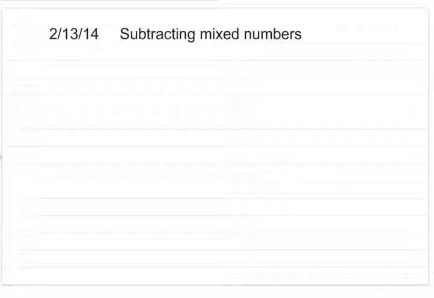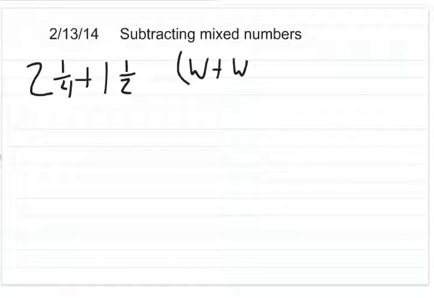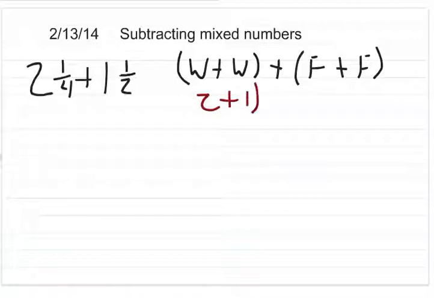So real quick, let's review how we add mixed numbers and the two different ways to do that. If I start with 2 1/4 plus 1 1/2, there are two ways I can go about that. First way, like you learned yesterday, would be the whole numbers plus the whole numbers plus the fraction plus the fraction. In this case, that would be 2 plus 1, and that's my whole numbers there, plus 1/4 plus 1/2.